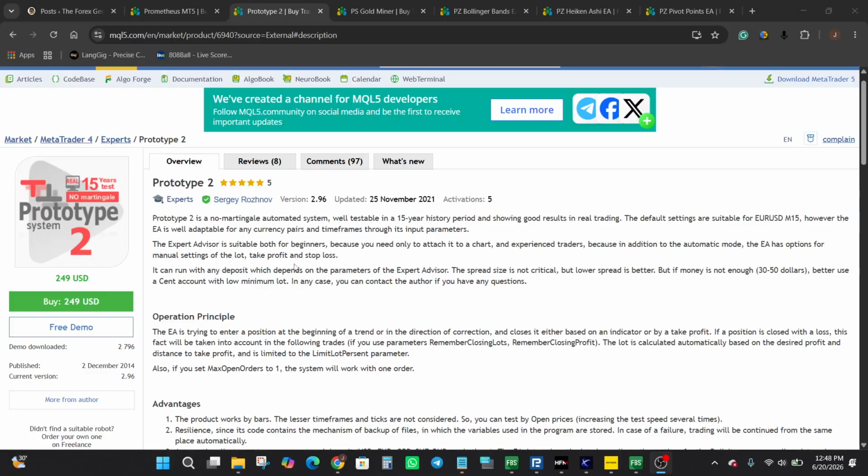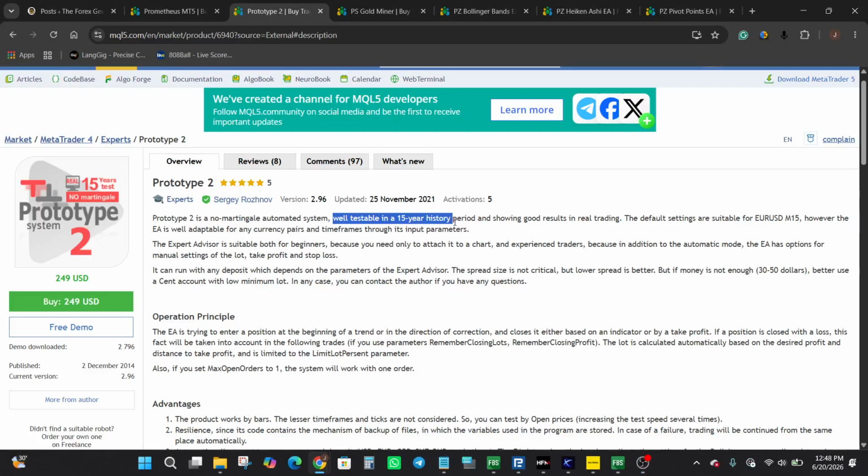and is designed as a no-martingale trading system. One of the first things that stands out is the claim that it can be tested over a 15-year historical period, which is always useful when evaluating the long-term behavior of an automated strategy.